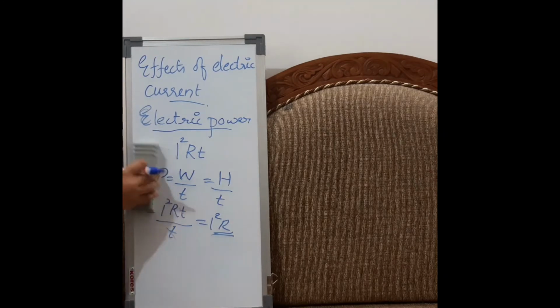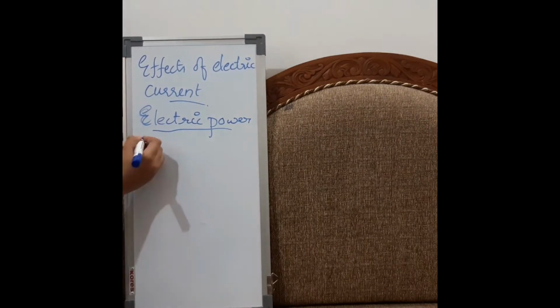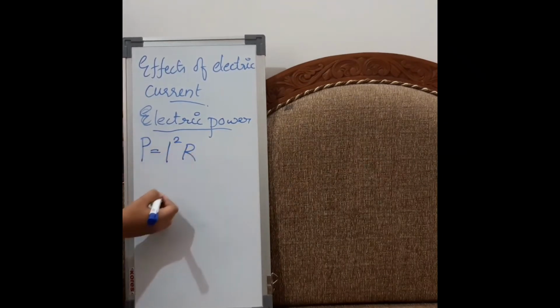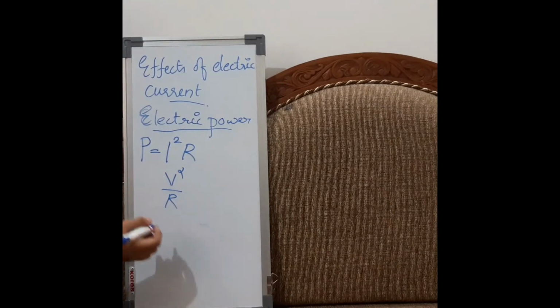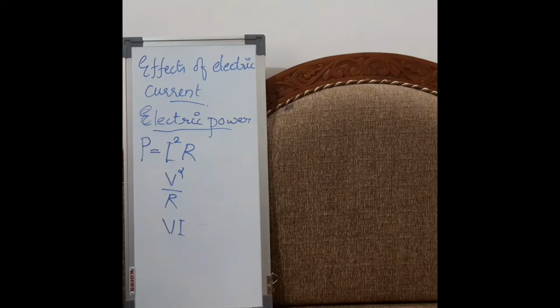So I will tell you the equations for finding P. One, I square R. Second, V square by R. And the third one is VI. Like the equations for finding heat, here we have VI. These are the equations for finding P. Now we can do a question.